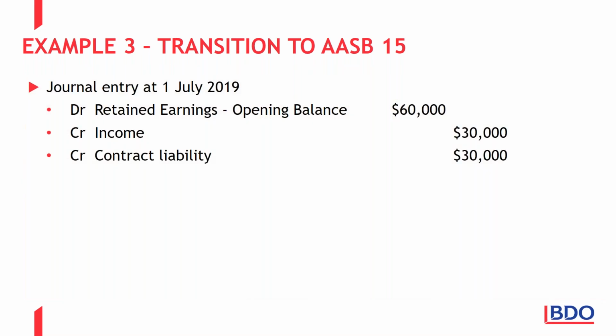Your journal entry at the date of initial application, 1 July 2019, for both disclosure options will be exactly the same, because you will have to say debit retained earnings opening balance 60,000. You'll say credit income in the current year and credit contract liability, and that's the income that you'll recognize in the following year, 30 June 2020. So it's really important that you understand the difference between the journal we process on the date of initial application, which is based on retrospective calculations, versus how we'll end up disclosing it in our first set of financial statements.